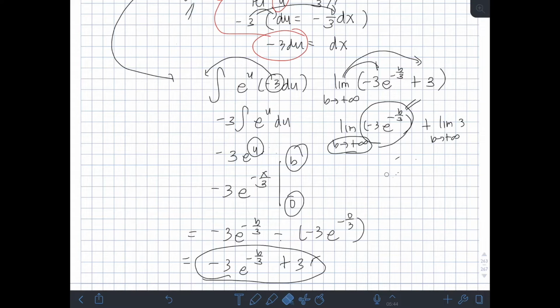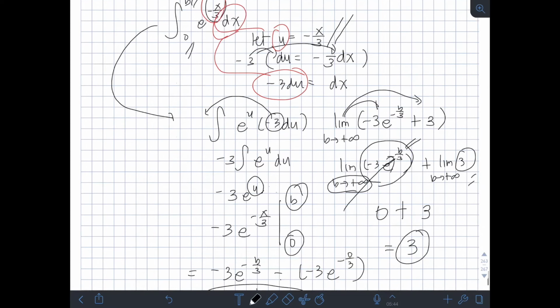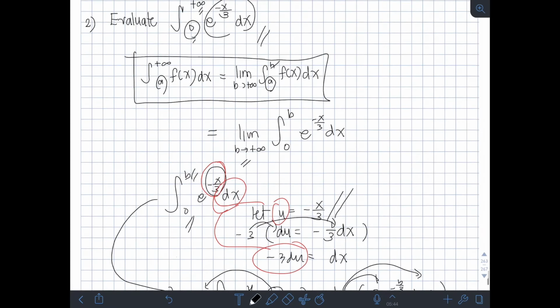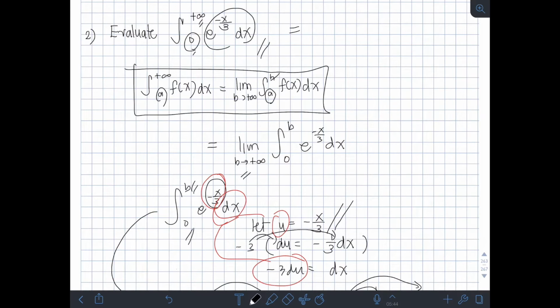Okay? So, therefore, our first limit is equivalent to 0 plus, then the limit of this constant 3 as b approaches positive infinity is equal to the constant 3. So, the final value is 0 plus 3 or 3. So, again, this improper integral is convergent and it has a value of positive 3.